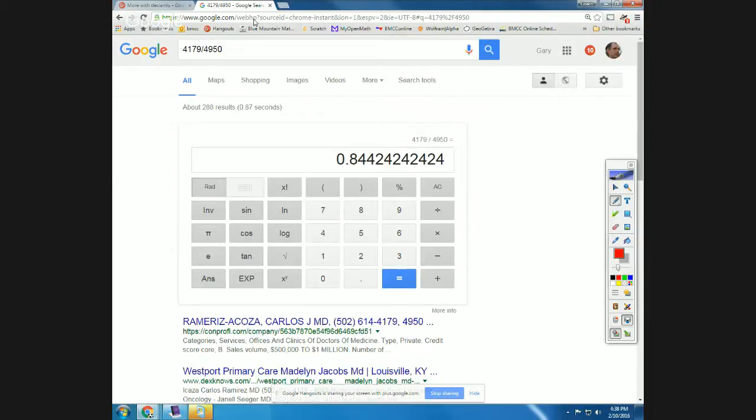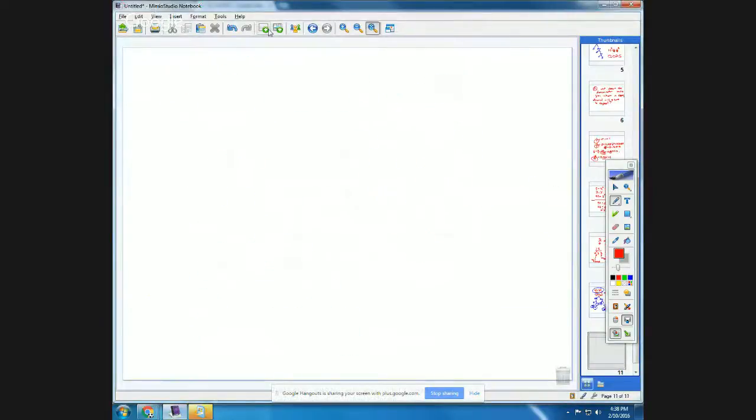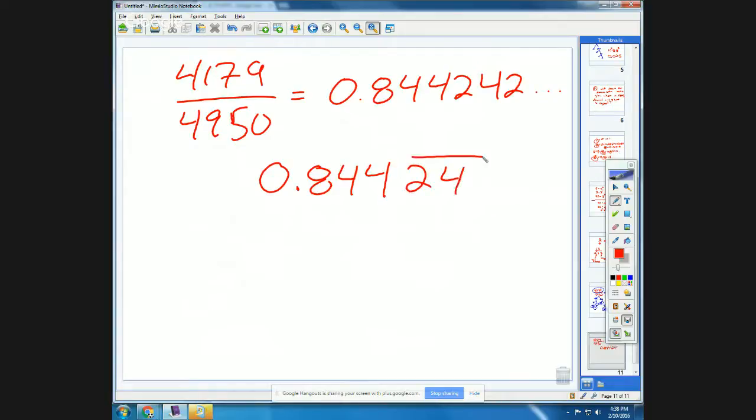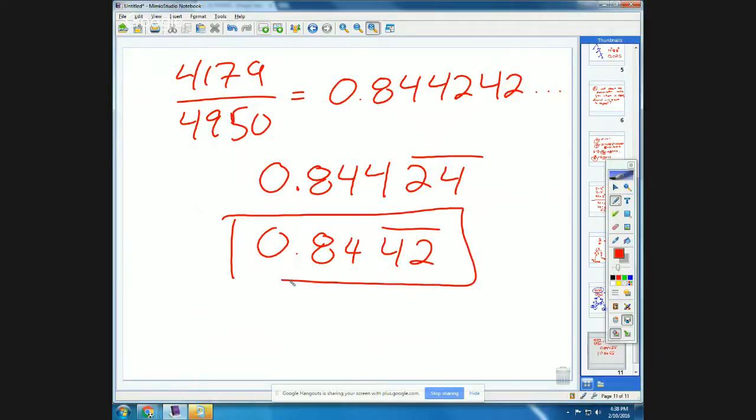So let's write this down. New page. So this is 4179 over 4950, and it's equal to 0.844242, and then it just keeps going like that. And so I could write it like this: 0.844, and say the 24 repeats. Yeah, that's what I did. Or I could say it's 0.84 and then the 42 repeats. And this would be the more common way to write it because it uses less ink.